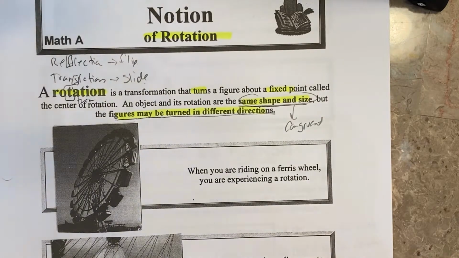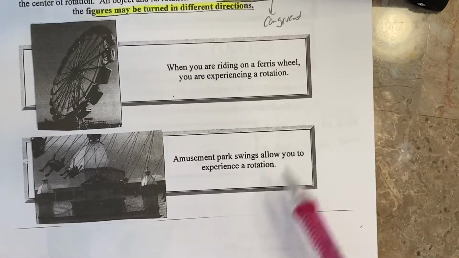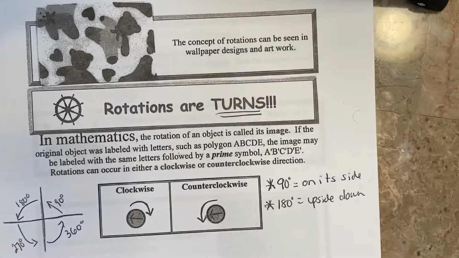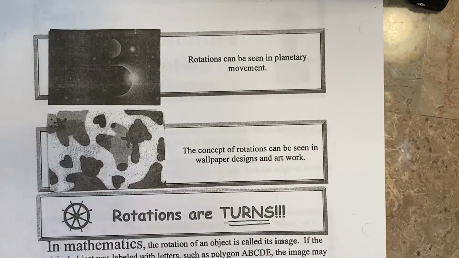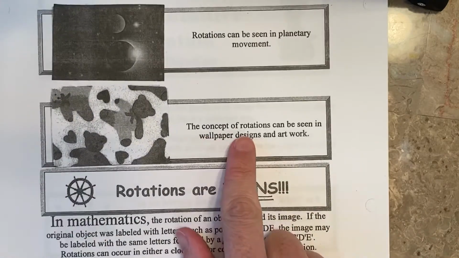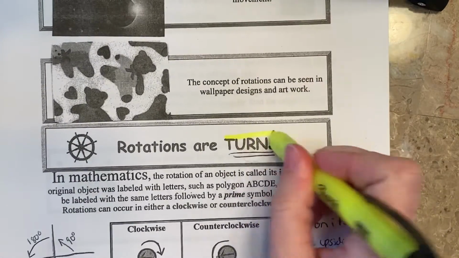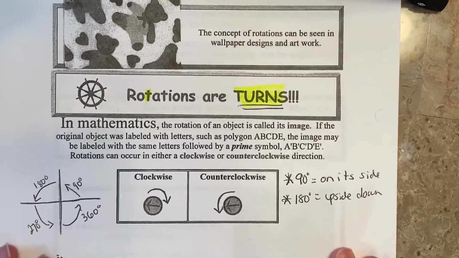Okay, these are just a few quick examples. You're on a Ferris wheel, you're experiencing a rotation. The swings at an amusement park are a rotation. You can also see rotations in planets, so that's some science for all you guys. The concept of rotations can be seen in wallpaper design and artwork. And most important, remember that descriptive word, there's your T, rotations are turns.